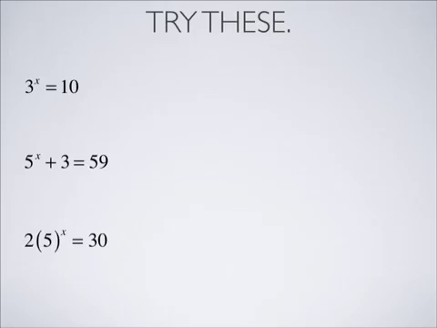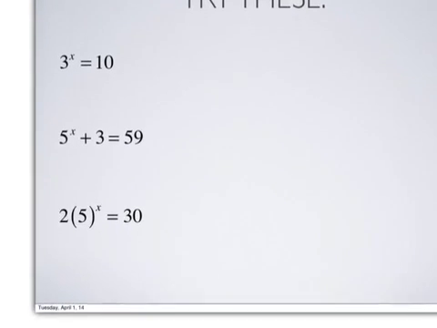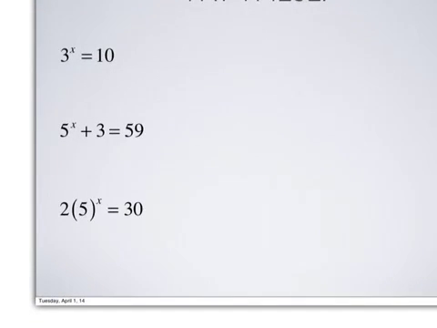So for example, 3 to the power of x equals 10. What I would do, I'm going to slide this over, is I would say log of 3 to the x equals log 10. Which means then I could take that x and put it in front, so I would really write this as x log 3 equals log 10.